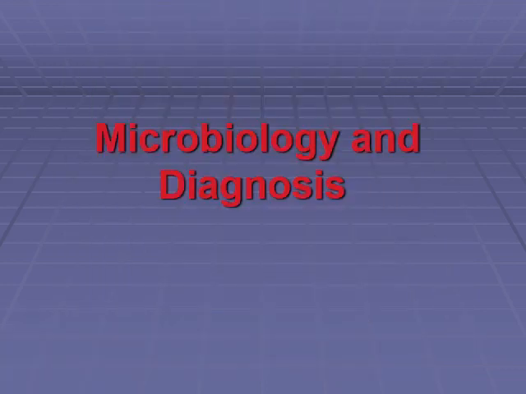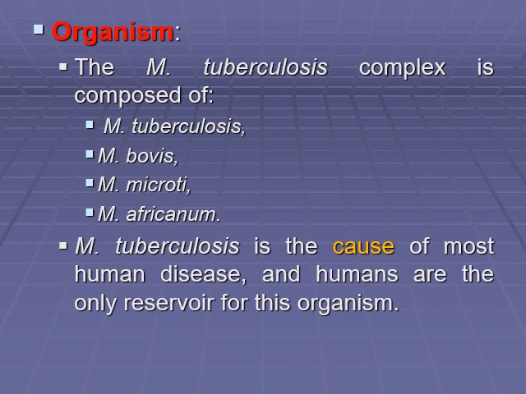What about the mycobacterium? We have 4 types in the Mycobacterium tuberculosis complex, which is composed of Mycobacterium tuberculosis, Mycobacterium bovis, microti, and africanum. Mycobacterium tuberculosis is the cause of most human disease, and humans are the only reservoir for this.